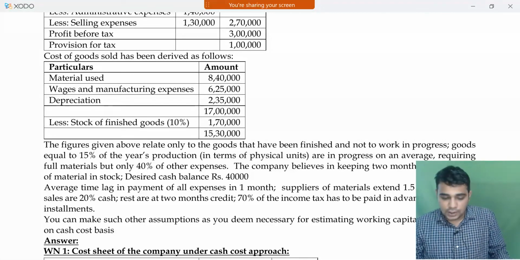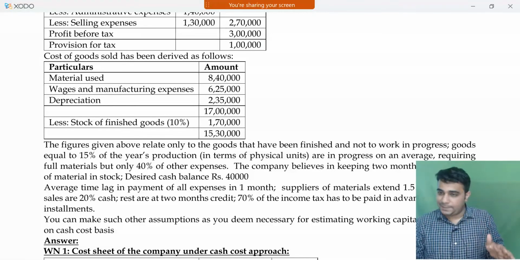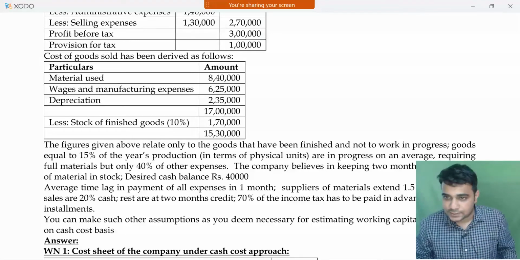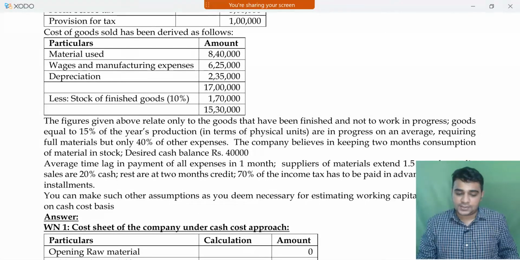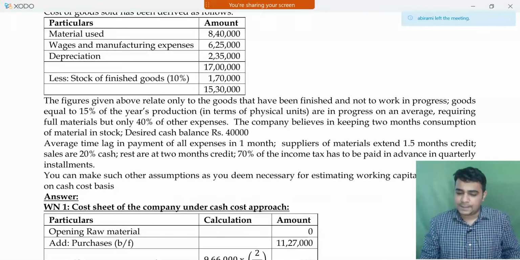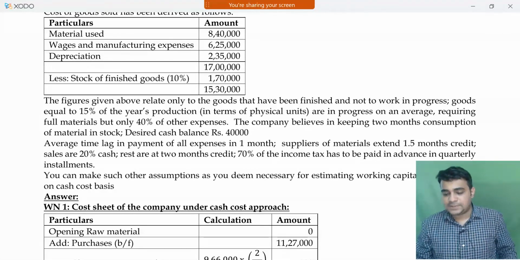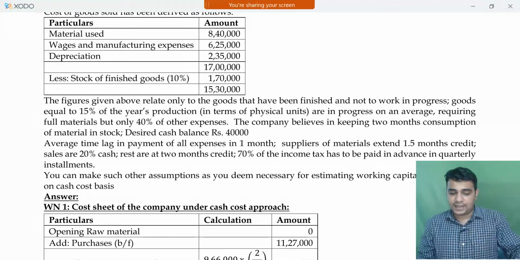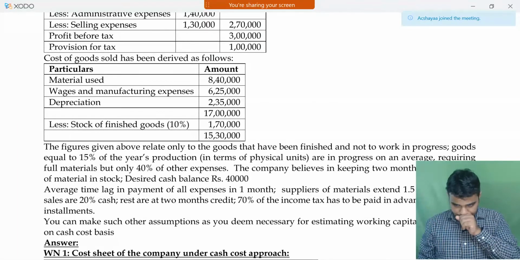in progress. Goods equal to 15% of the production are in progress on an average, requiring full material but only 40% of other expenses. 2 months of consumption of material in stock, cash balance 40,000, lag in payment 1 month, suppliers extend 1.5 month, credit sales are 20% cash, 70% income tax has to be paid. You are required to make other assumptions as you deem necessary for estimating on cash cost basis.